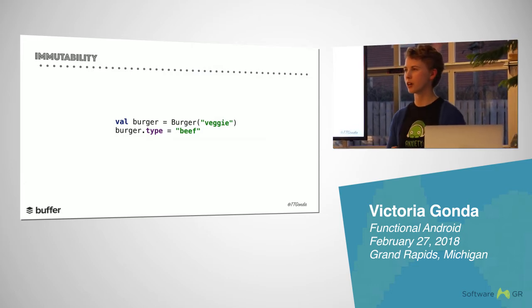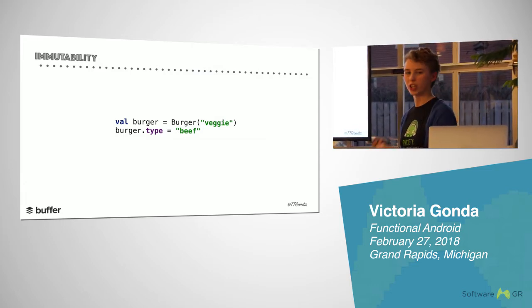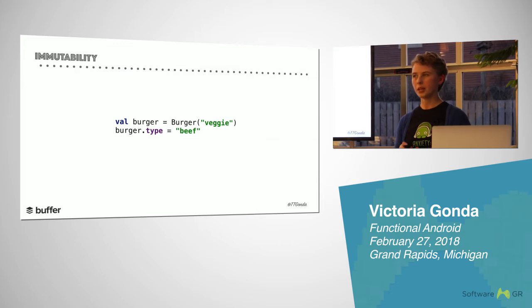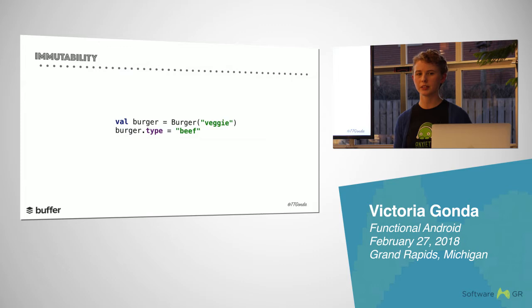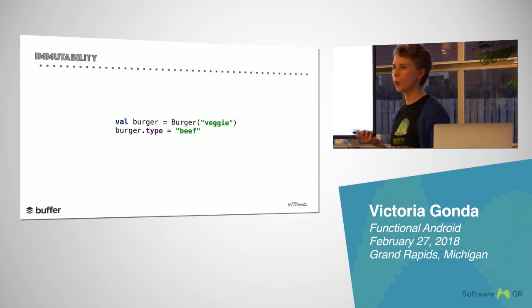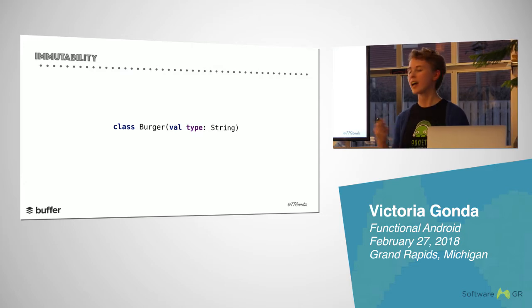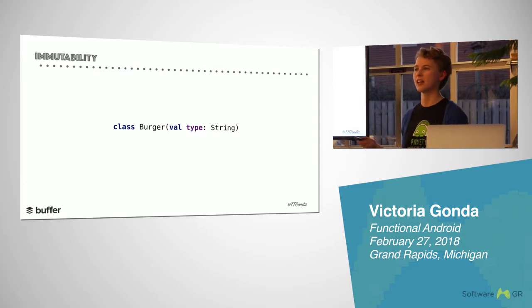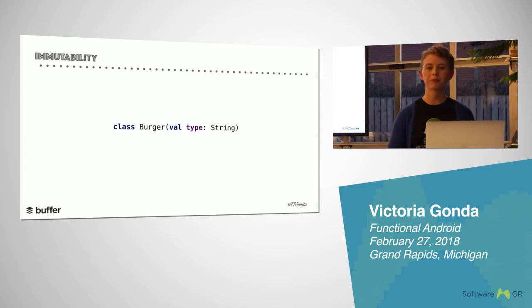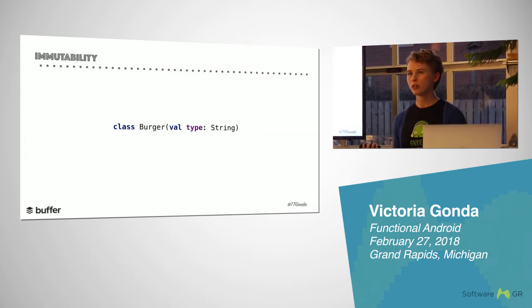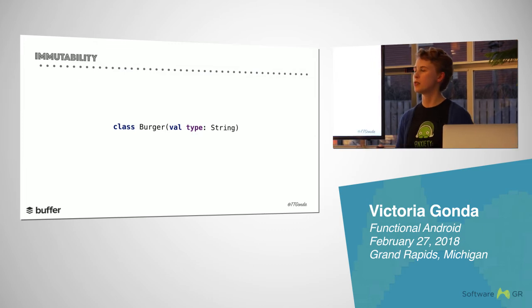After we make our burger, we can then still change the type. Imagine the unexpected behavior we can get from this, like getting the wrong burger delivered to your table. Let's make this immutable so that we can avoid that unexpected behavior. In Kotlin, all we have to do is make this a val instead of a var. So that makes it a final property. Strings are immutable, so we don't have to worry about the string object itself changing.